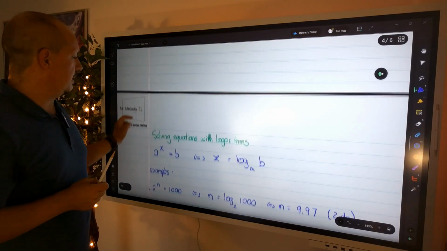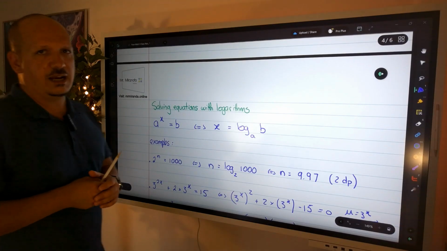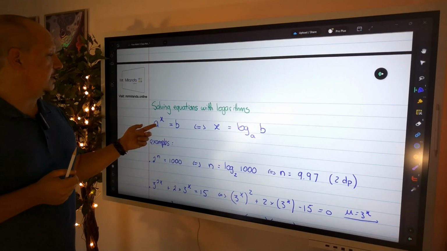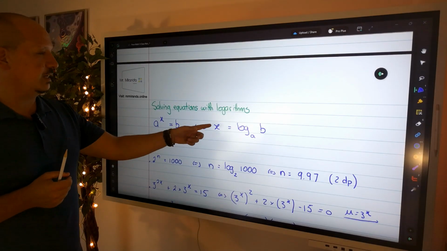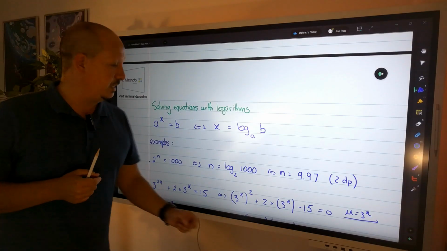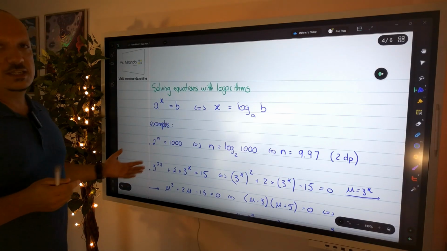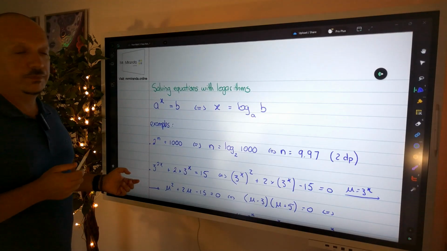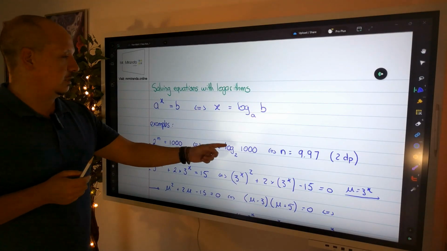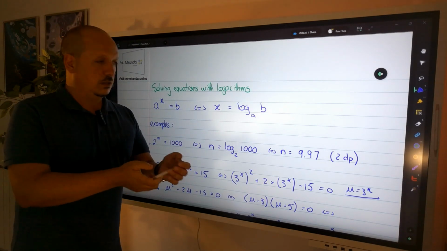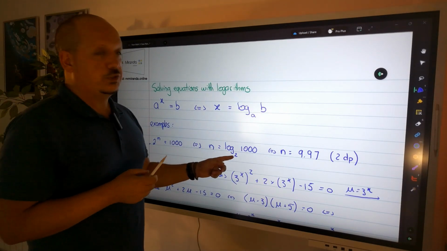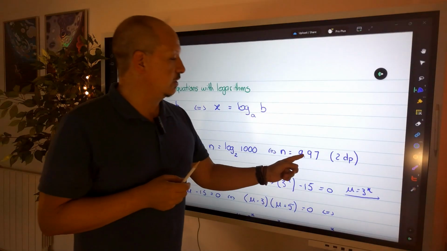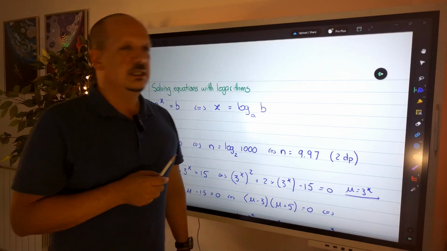Let's see some exercises and equations that you can have with logarithms. You already know that if you have a to the power of x equals b, this is the same thing as writing x equals logarithm base a of b. So let's say that you have this simple equation: 2 to the power of n equals 1000. You want to get the value of n. So n is going to be the logarithm base 2 of 1000. Go to your calculator, put 2 as the base of the logarithm, write 1000 in front of it, and this is what you will get to 2 decimal places: 9.97.